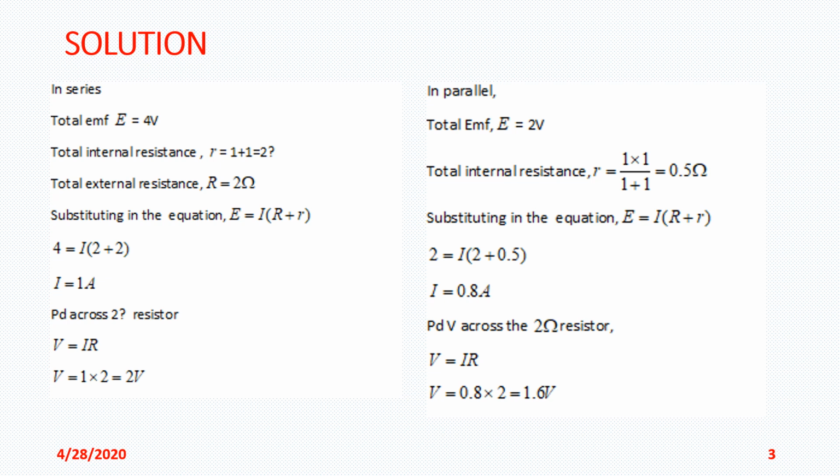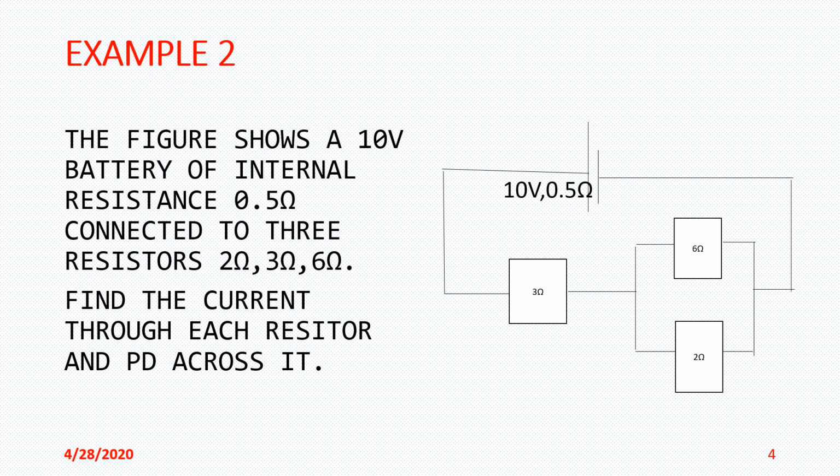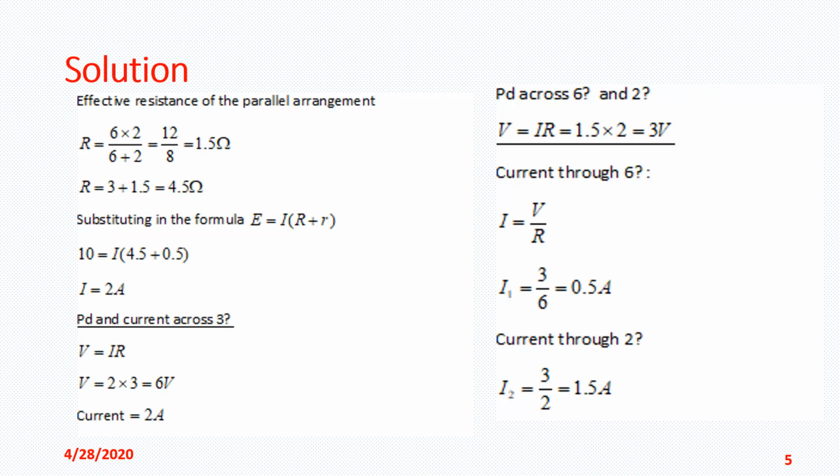And so we can also get the potential difference across the 2 ohm resistor as being 0.8 times 2, which is 1.6 volts. From this diagram, the internal resistance is 0.5. So it means that the current is going to be 10 divided by 5, which gives us 2 amps. So that's the current produced by the cell. The PD across the 3 ohm resistor is equal to 2 times 3, which gives us 6 volts.